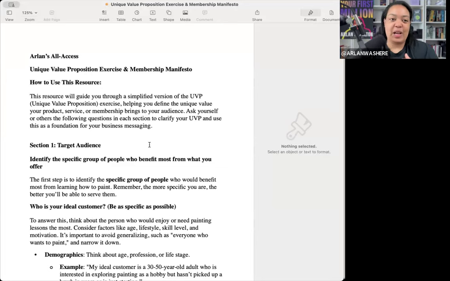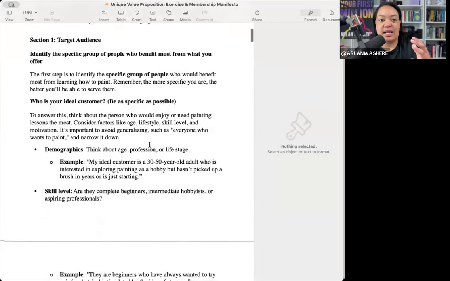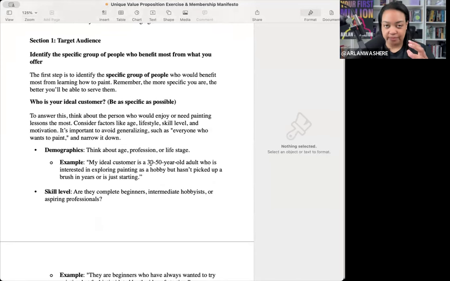Let's go. Okay, so we're going to go step by step. There are three sections to start. These are three main sections, and we talk about this in Arlan's All Access, my membership that teaches you how to make memberships. It's a several day process that has all kinds of things to it, and this is the entire part of the first process. It's incredible. The first thing you want to do is figure out your target audience.